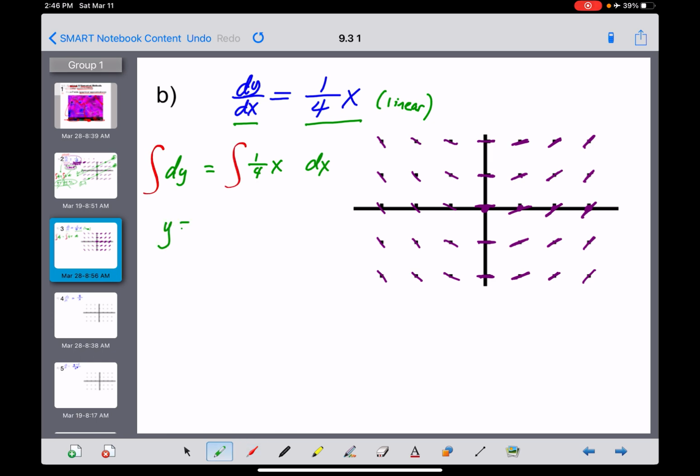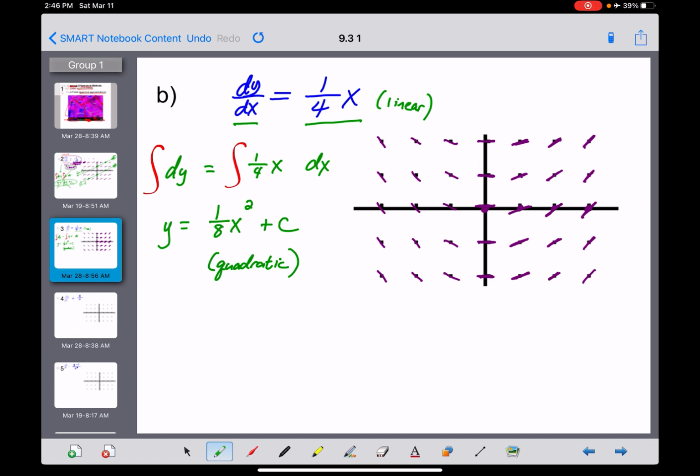We'll get a y on the left, and on the right, that x becomes an x squared. We divide the 1/4 by that 2 and get a 1/8 right there. y is equal to 1/8 x squared plus c. Oh, now we're dealing with a quadratic solution to our linear differential equation. It's quadratic. It opens upward, and that 1/8 means that it's a pretty wide parabola.